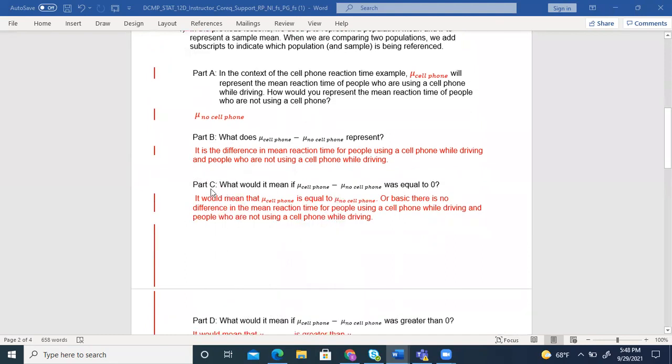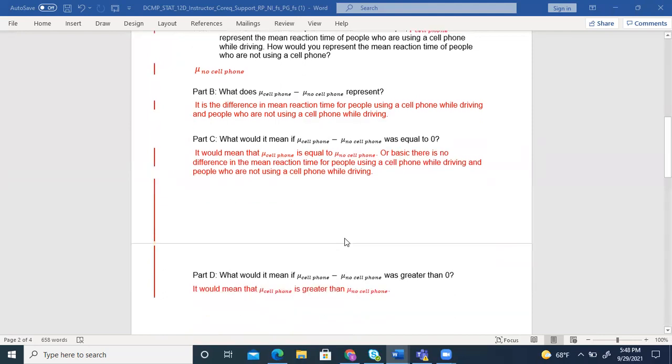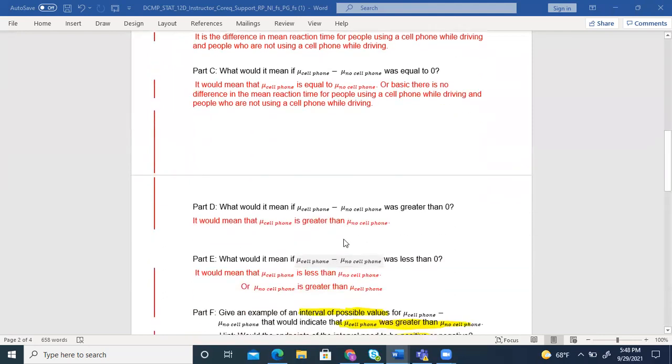Part C, could the difference be equal to 0? Yes, it could. The only time that happens is if there is no difference. If this mean and this mean are equal, then the difference is going to be 0. It means that there is no difference in the mean reaction time for people using the cell phone while driving and people who are not using the cell phone while driving.